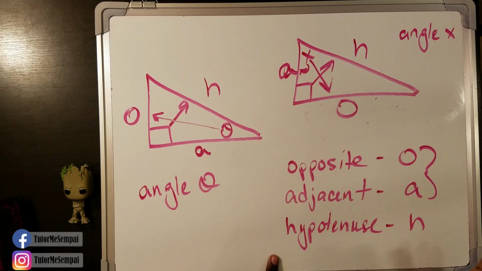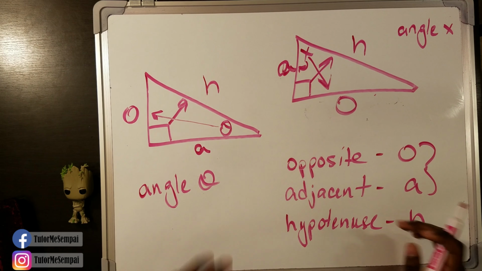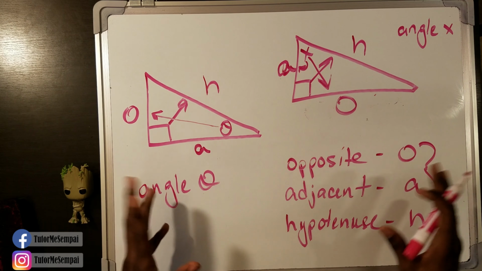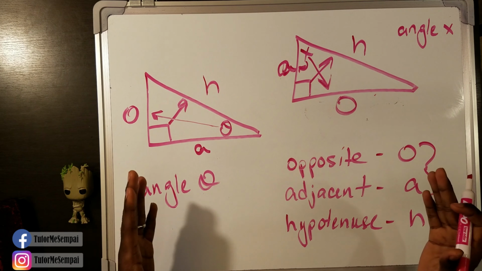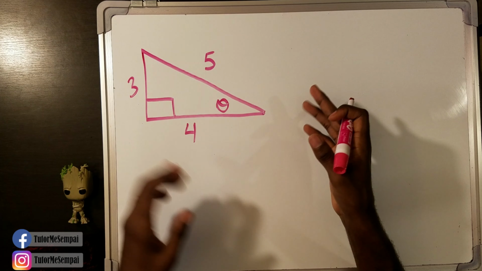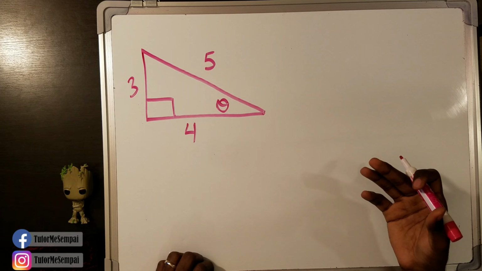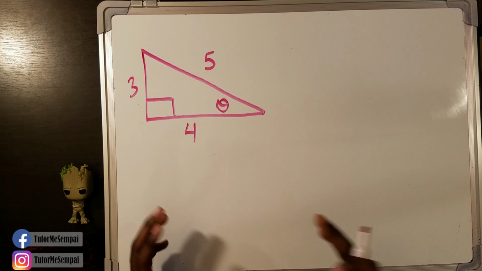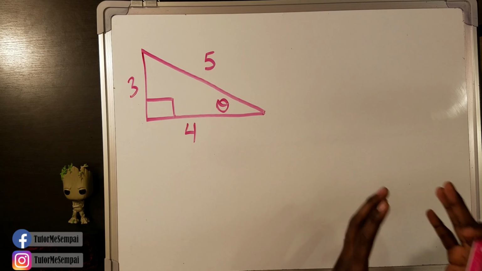Hypotenuse is always going to be the longest side, and it's always opposite your right angle. And we're going to be focusing on right triangles when we're talking about the basic trig ratios in this video. So now that we have our right triangle in which we can set up our three sides and our angle, let's talk about our trig functions, which are going to help us identify our trig ratios.